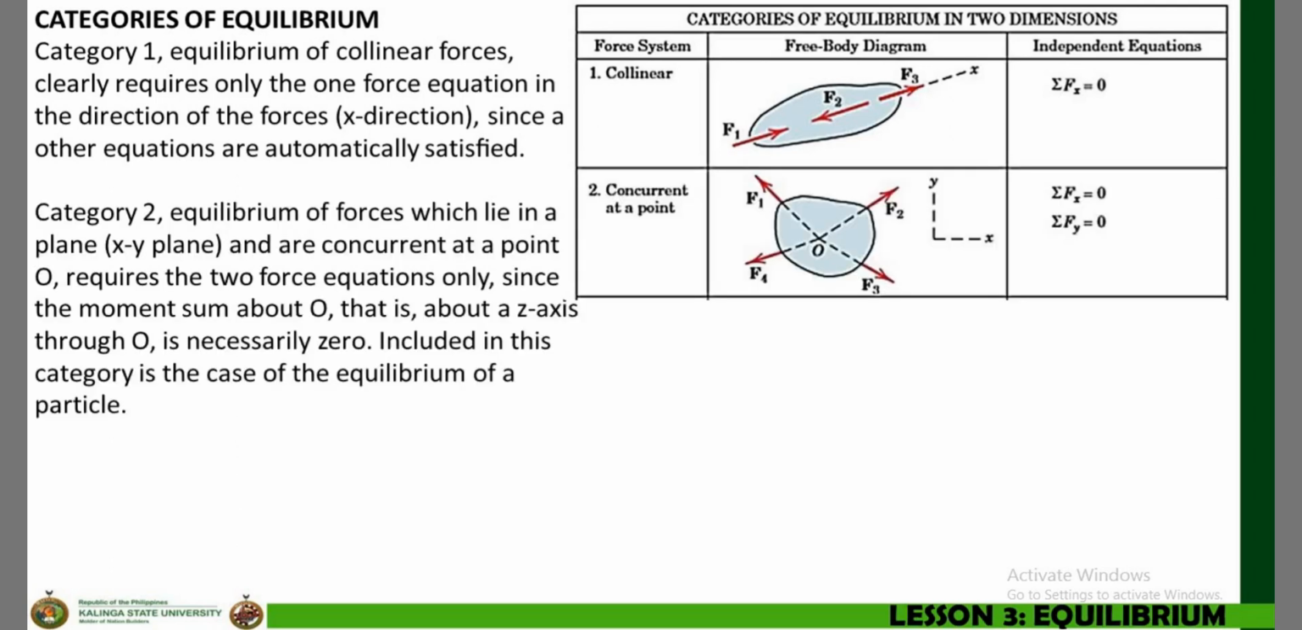For category 2, we have the equilibrium of forces which lie in a plane and are concurrent at a point O. So kapag sinabi natin concurrent, ay category 2 equilibrium, we are dealing with concurrent forces, and again, as discussed during our first discussion, pag sinabing concurrent forces, different directions ang ating mga forces but they intersect at the same point. So kapag concurrent ay category 2, we usually use the two static equations, summation of forces along x-axis and summation of forces along the y-axis.